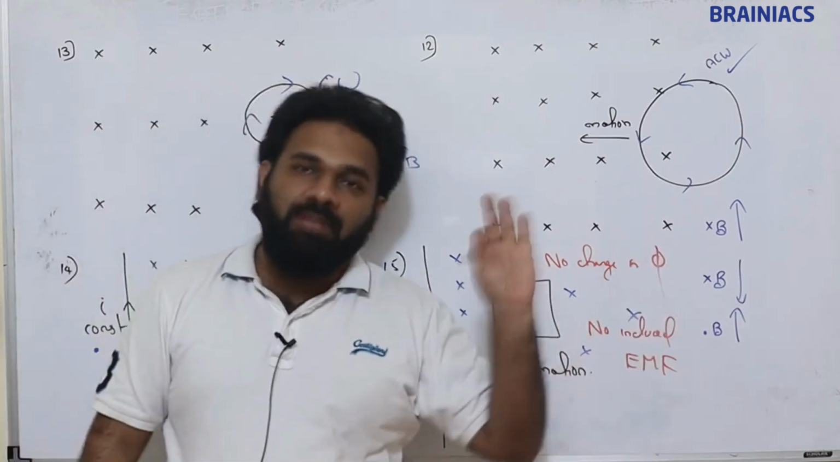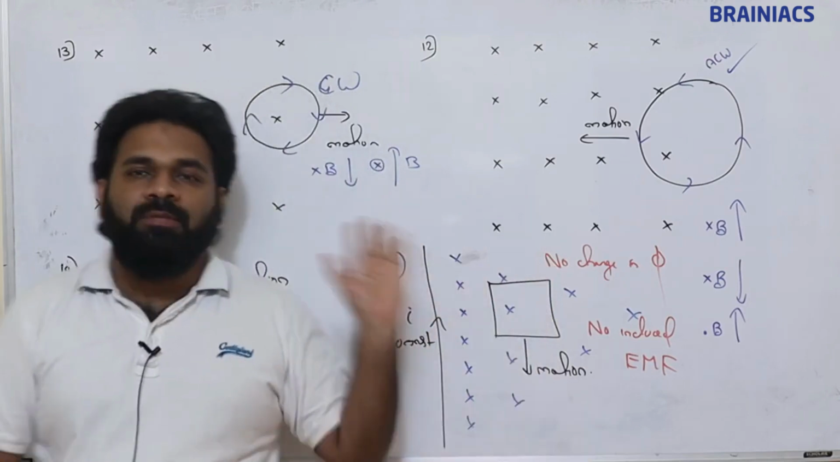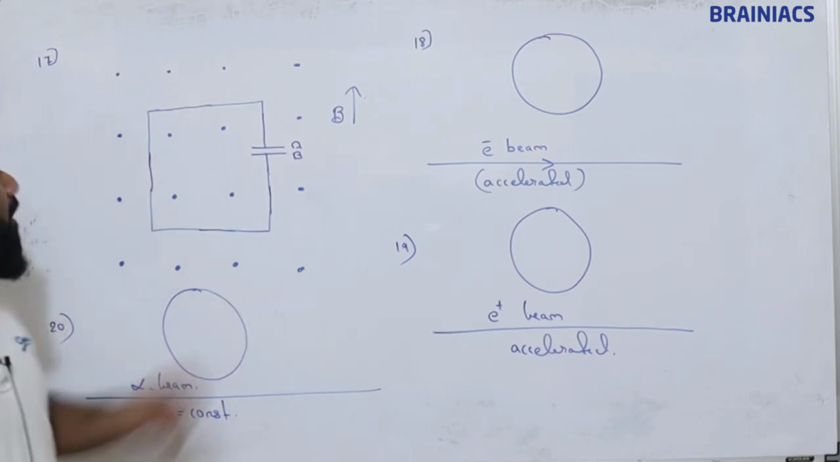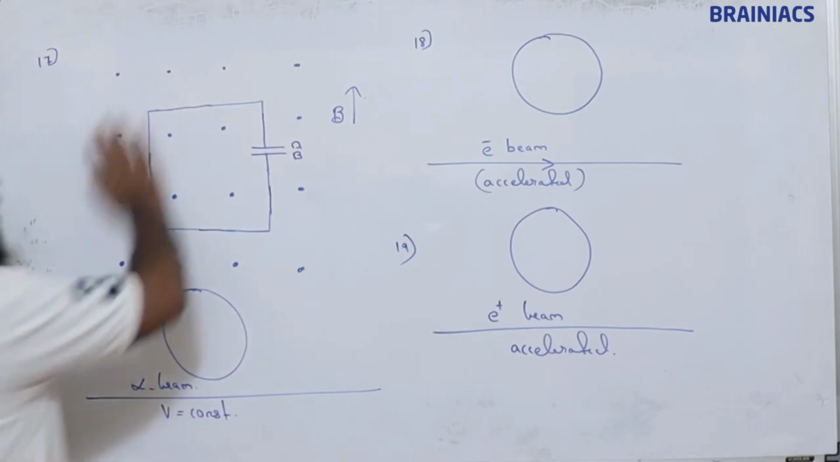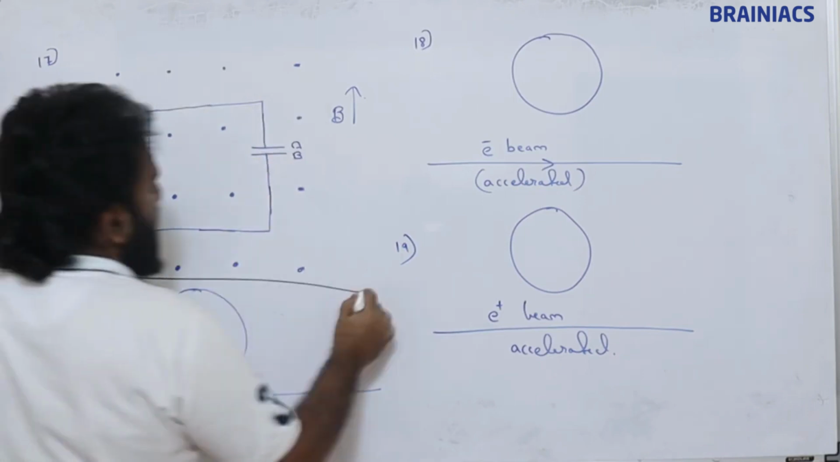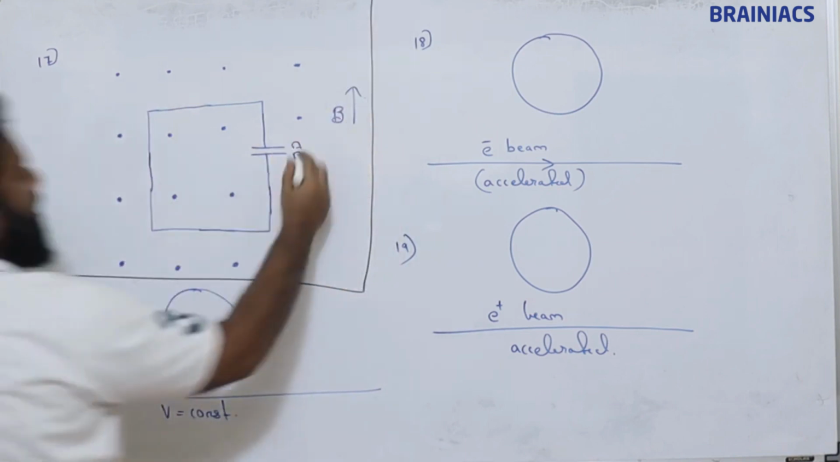There should be a change in area. There should be a change in magnetic field. There should be some change. Then only flux will change and EMF will be induced. Clear? Note it down. Okay, we will see another question. So here, dot magnetic field. The question is this much. Dot magnetic field which is increasing.